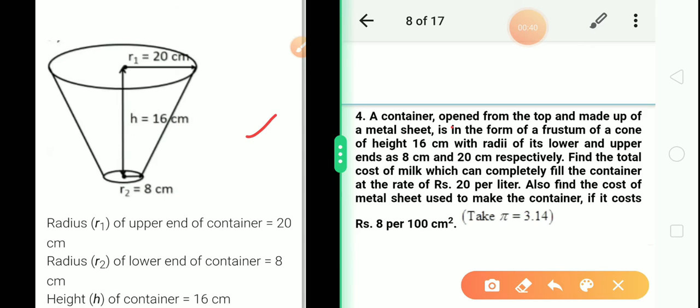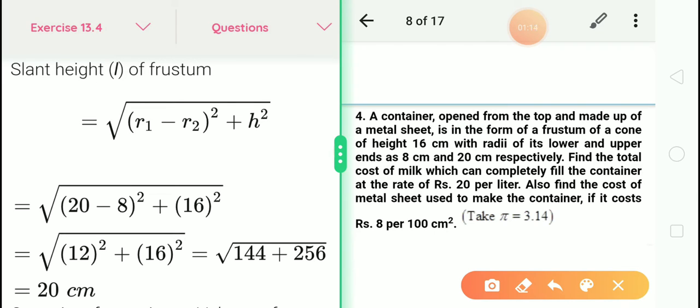So the container is open from top. Lower radius is 8 cm and upper radius is 20 cm and height is 16 cm. So R1 is 20, R2 is 8 cm and height is 16 cm. Let's find slant height. Slant height of frustum is equal to under the square root (R1 minus R2) whole square plus h square. So put the values. Under the square root (20 minus 8) whole square plus 16 square. So we'll get under the square root 12 square plus 16 square, which is under the square root 144 plus 256. So we'll get under the square root 400. Therefore slant height is equal to 20 cm.